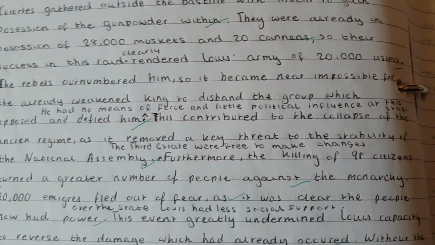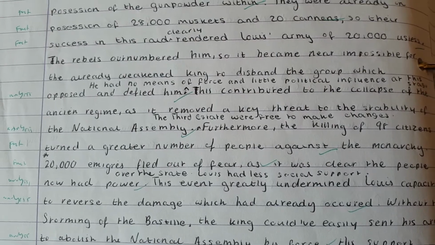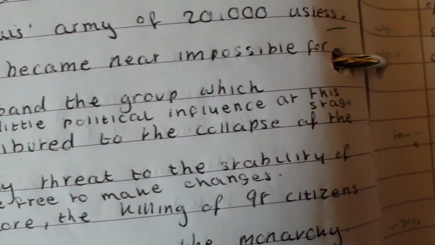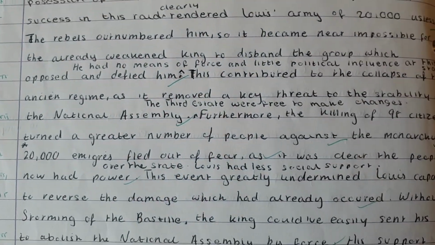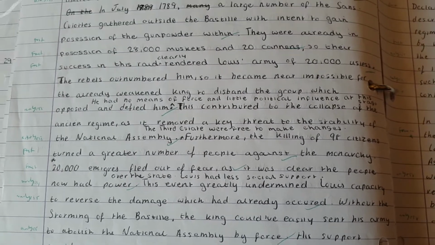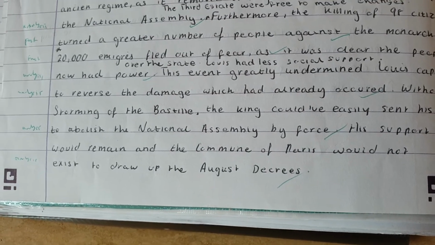So it was near impossible for the already weakened king to disband the group which opposed and defied him. And then I said why this contributed to the collapse of the Ancien regime. So I've clearly linked to the question by using that wording. So I said it removed the key threat to the stability of the National Assembly. So you do need to keep linking back to the question, especially at the end of your paragraph.